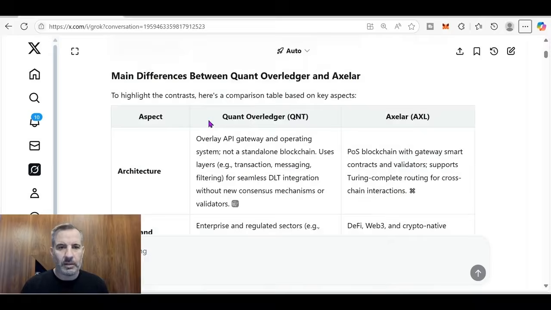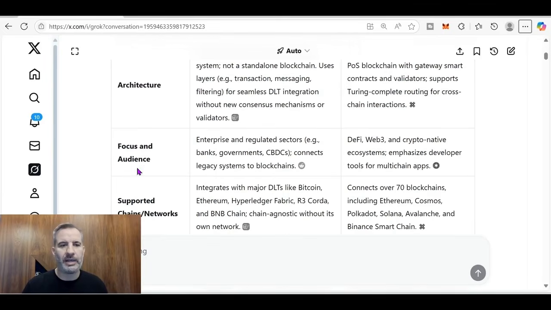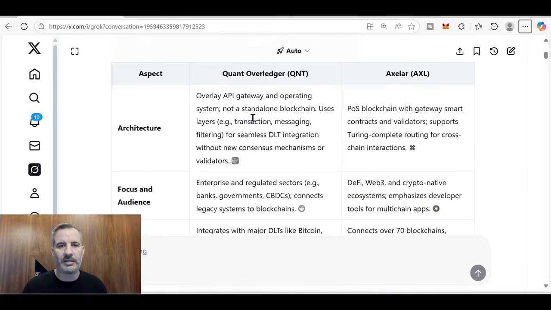So Quant here. I used Grok and told it, tell me the basic difference, which is what I explained to you. But right here, it's showing you how the architecture is an operating system rather than just a POS blockchain. So the fact that they created an operating system gives it much more power, utility, and unlimited use cases. So the focus here, Quant.